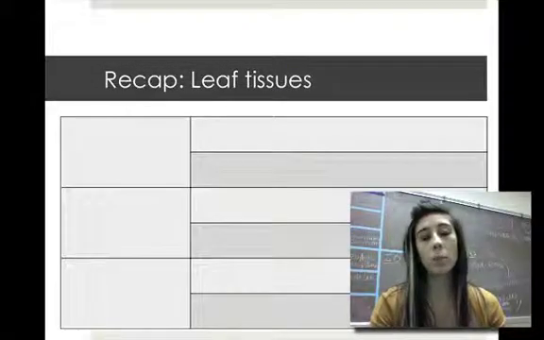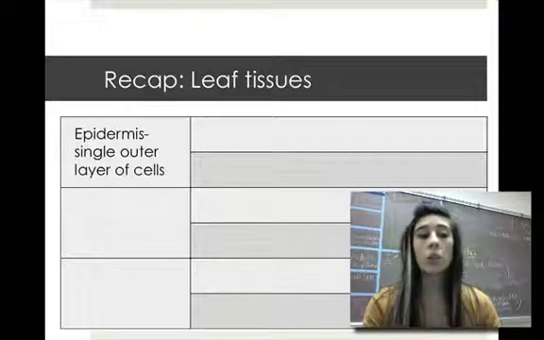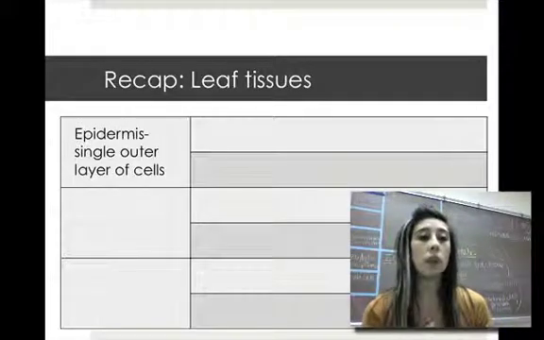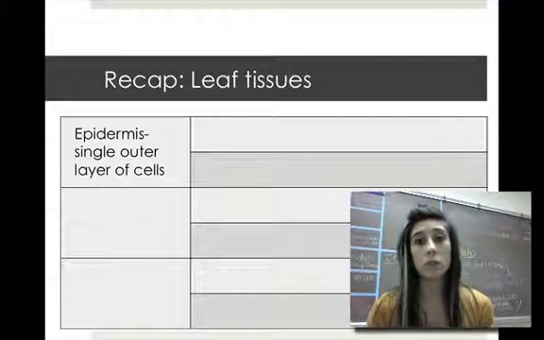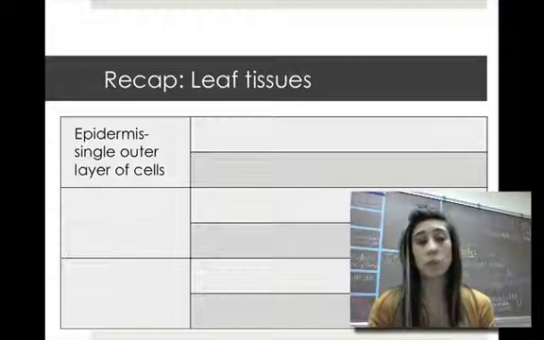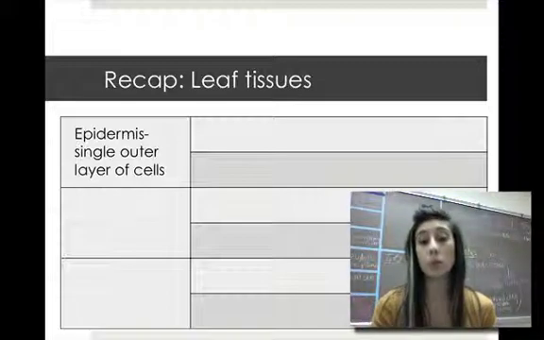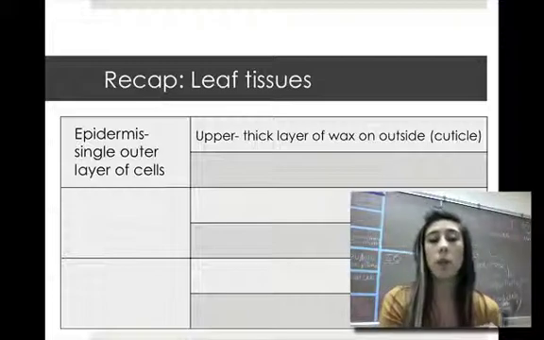Okay guys, let's briefly recap about the tissues of leaves. So in general you have an epidermis, and epi is the outer, dermis is dealing with your layers of cells, and so the epidermis is just a single outer layer of cells. We have an epidermis, and so do plants. So within the plants we see two different types of epidermis. We have an upper and a lower.